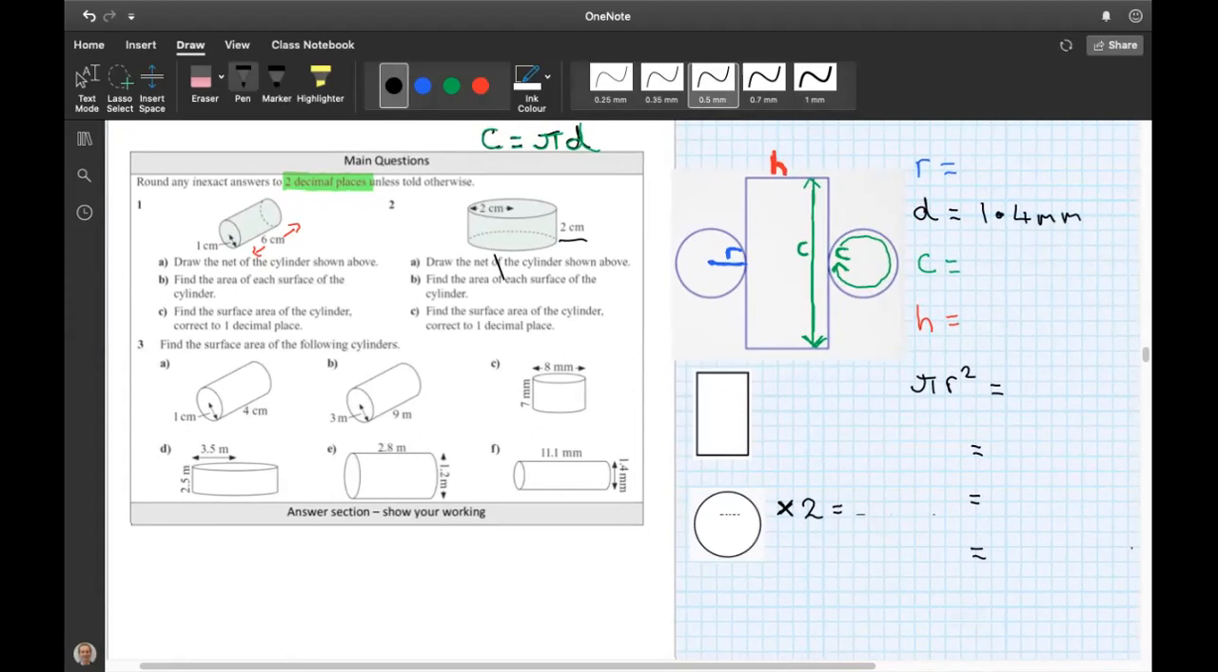To get our radius, we will need to halve that, divide it by 2, 0.7 millimeters. The circumference is the diameter multiplied by pi, so it's 1.4 pi. And your height has been given to you as well, 11.1 millimeters. So let's start labeling our rectangle. We also had 1.4 pi here. We're now ready to multiply those two together to find the area of the rectangular face.